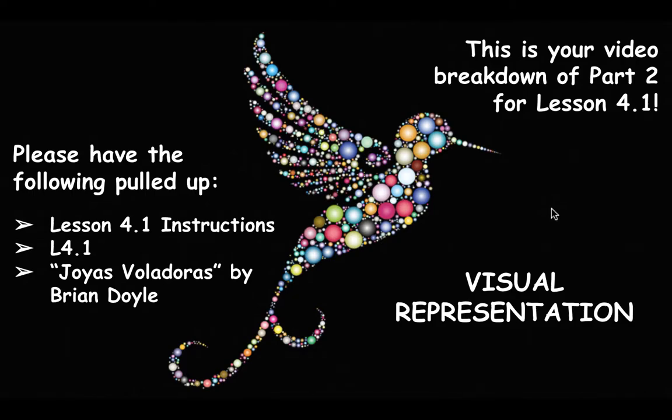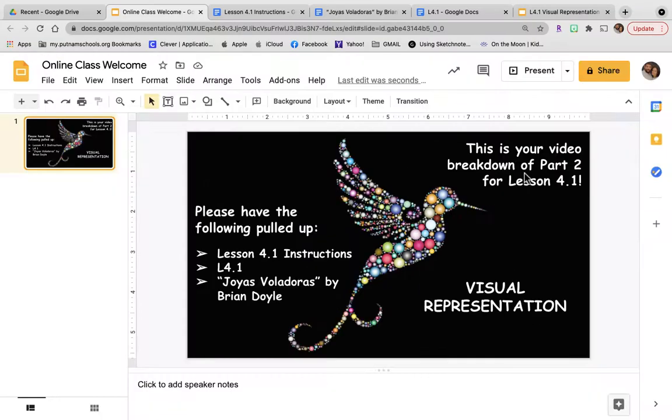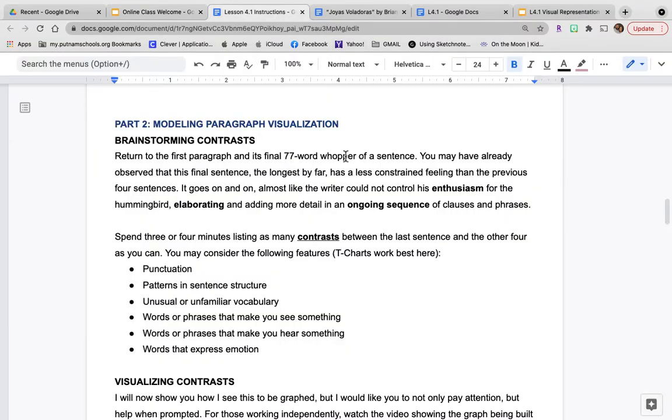Hello everybody. So this is going to be your video breakdown for part 2 of lesson 4.1. You need to have the following pulled up. Maybe not L4.1, but I'm going to show you what you're doing in order to finish L4.1. So you need lesson 4.1 instructions, L4.1, Joyous Belladonnas by Brian Doyle, and this is just all about visual representation. So I'm going to go ahead and get out of the screen and go right into the lesson 4.1 instructions.